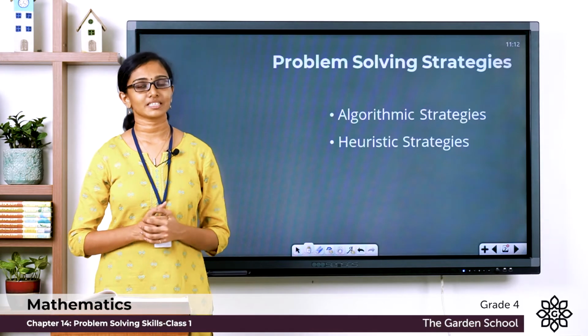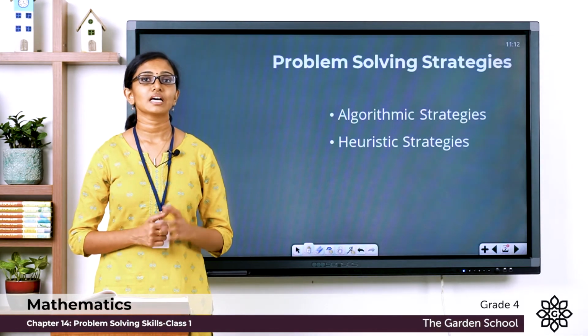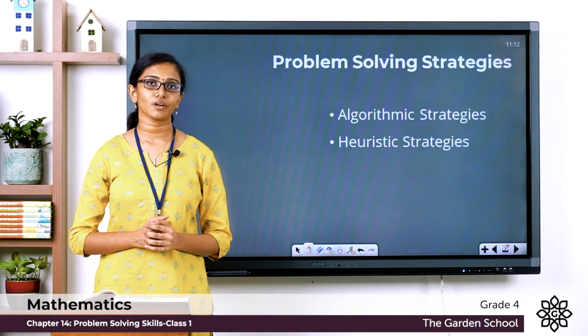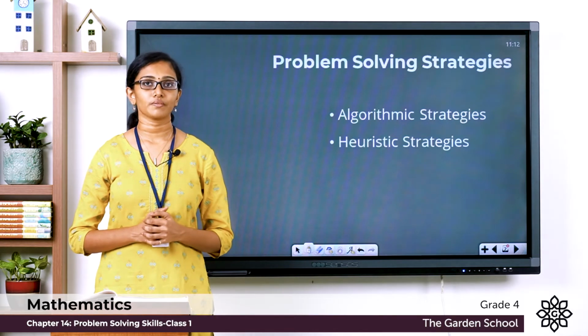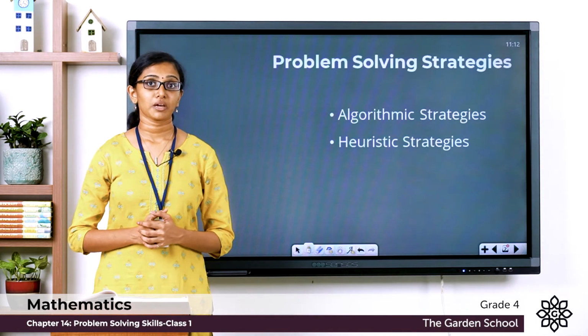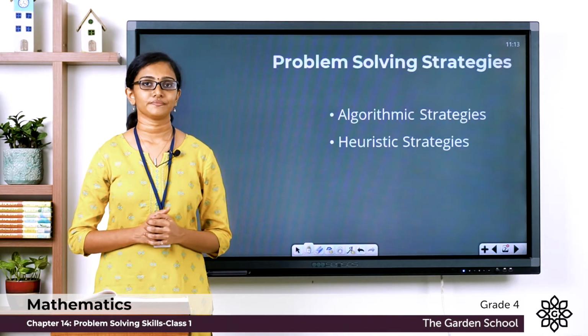Now what about heuristic strategies? The heuristic strategies are the general trial and error methods of problem solving. These are fast and shortcut methods of problem solving. These methods may not give you the optimal or exact solution, but they will be practical.